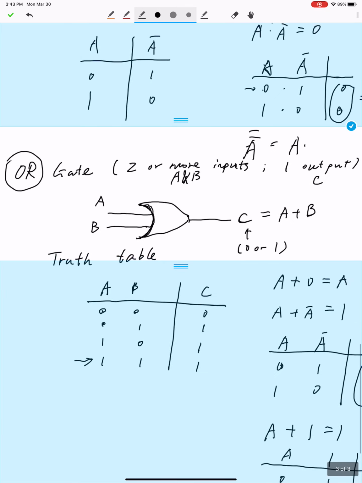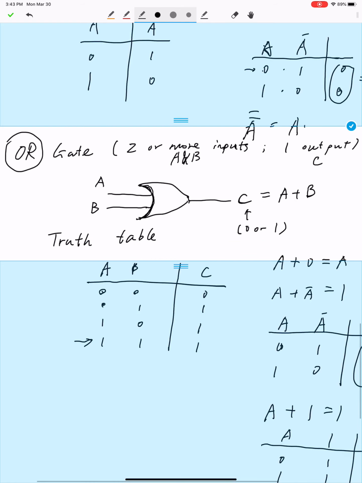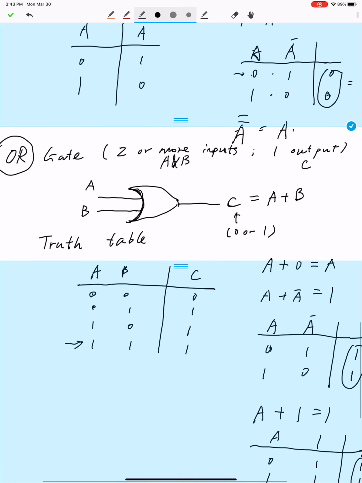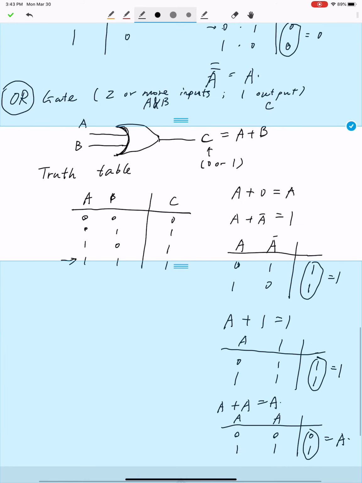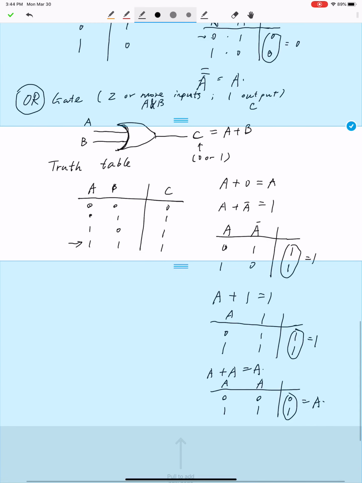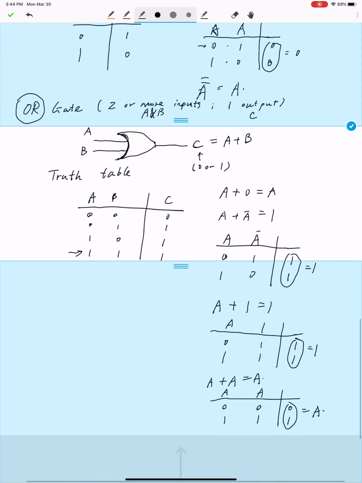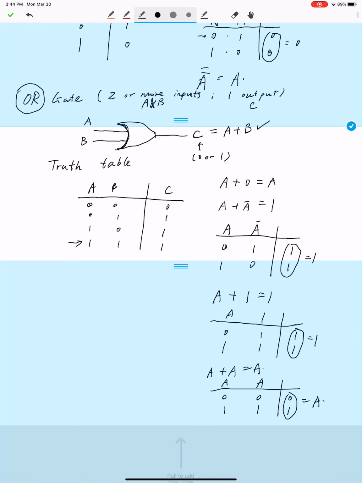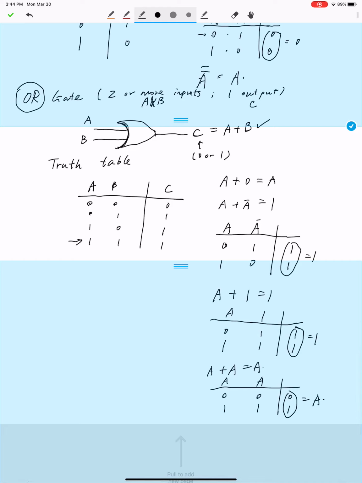Alright, the logical OR gate has two or more inputs. We use A and B to represent them. The output is C. And for the truth table of the OR gate, there are four possible combinations for inputs. In other words, there are four rows. If A and B are both zeros, then C, which is the summation of A and B, will be 0 plus 0, that's 0. For the second row, 0 plus 1 is 1. 1 plus 0 is 1. For the last row, which is the tricky one, what's the value for 1 plus 1?